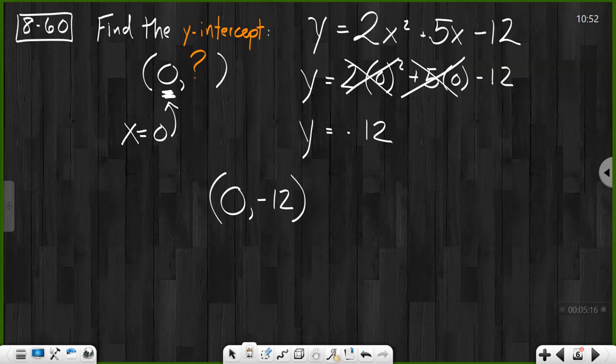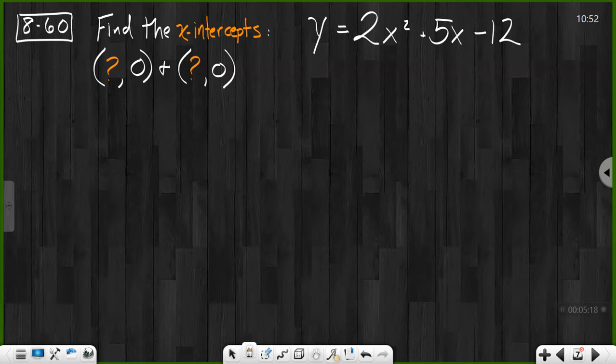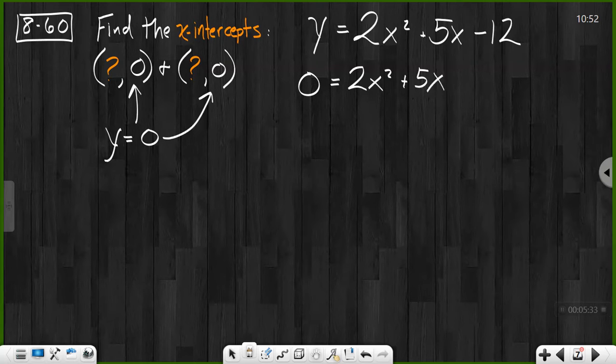But how do I find the x-intercepts? Well, in the same way that we found the y-intercept, we know that for every single x-intercept, y is equal to 0 because we're on the x-axis. So I could simply plug 0 in for y. But then how do I solve for x? Pause the video for a moment. Try to do it on your own if you haven't done it already.